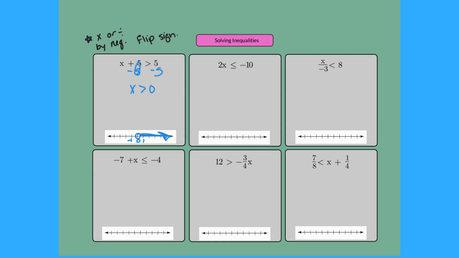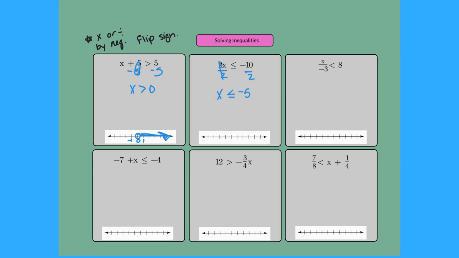This middle one on top, the 2 and the x are being multiplied when they're next to each other. So the opposite is to divide by 2, divide by 2. So we are dividing on this one, but we have to really look at what we are dividing by. We're dividing by the 2. The negative 10 is just getting divided. So even though there's a negative sign here, we don't need to flip the sign. And again, that is because the number we're dividing by is the positive 2. So then x is less than or equal to negative 5.